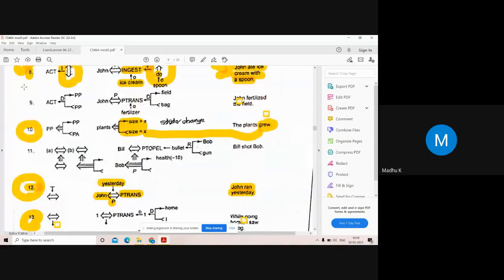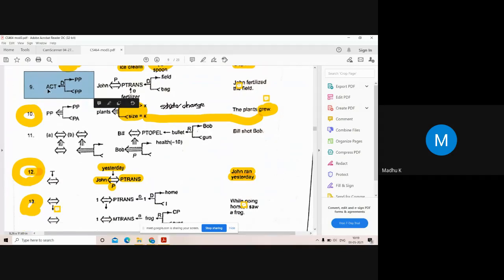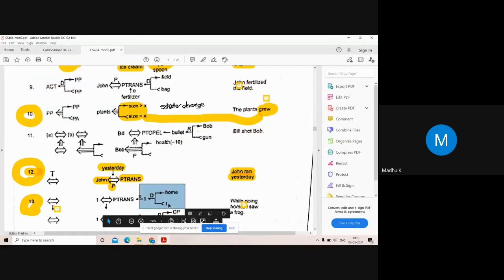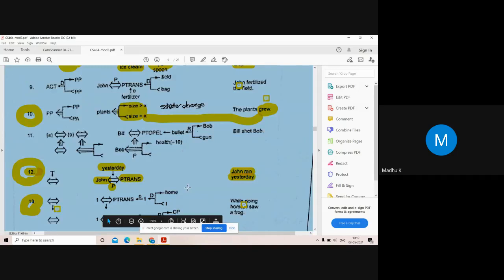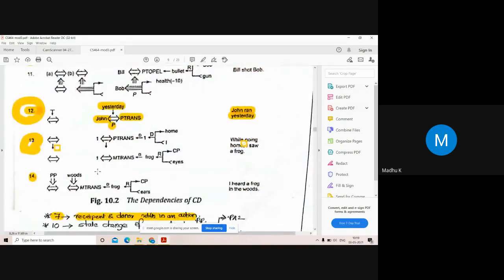Basically, we are applying the ninth rule here. This is the rule we are applying here. Then attaching it to the P trans, it will constitute this sentence. Then next is I saw a frog. So this concept is represented in this way.